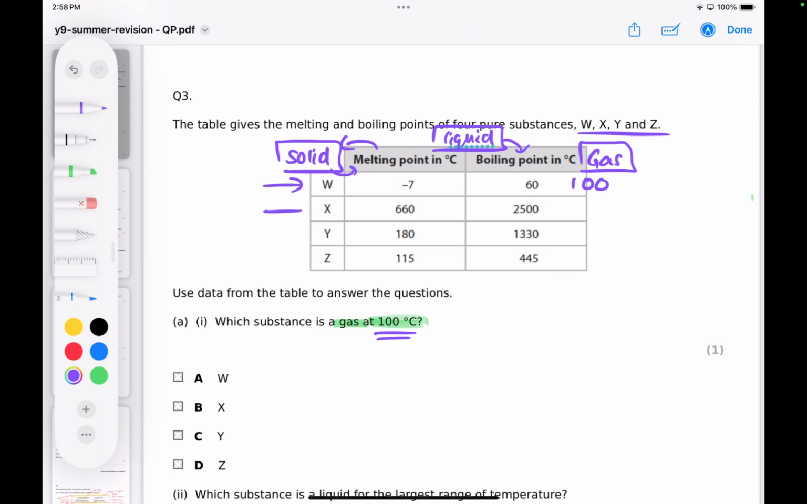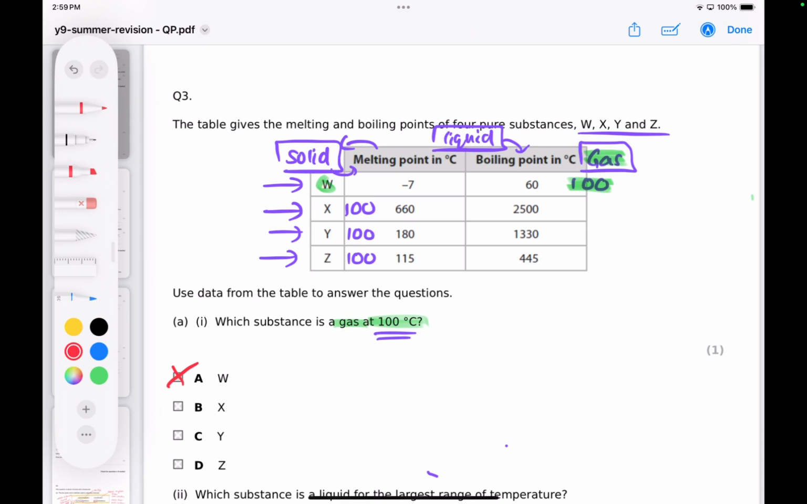We're going to do the same for X. 100 cannot be between these two, so 100 will be here, because it's 100 followed by 660 followed by 2005. So that's where we put the value of 100, and then we do the same for Y. 100 would be before 180, and then for Z, 100 again will be before 115. So you can see very clearly that the one where 100 falls under the category of gas is W. So the answer to the first one is A.